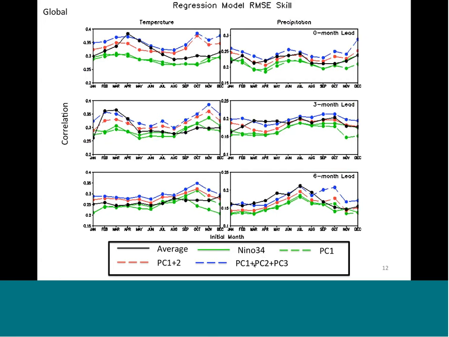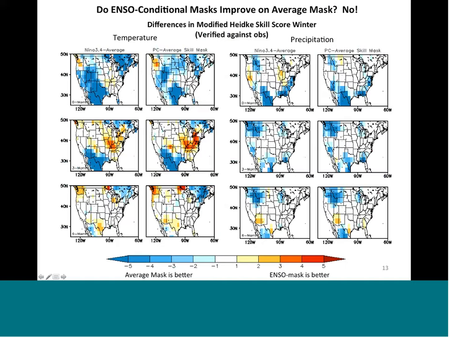So it seems that potentially using Niño 3.4 PC1 might help to improve on the skill. So if we get to the fundamental questions we were asking here, do ENSO conditional masks improve on the average mask? And the answer here is no. It's very hard to improve on the average mask. And so I'm showing you this in terms of differences in high key skill score for winter.